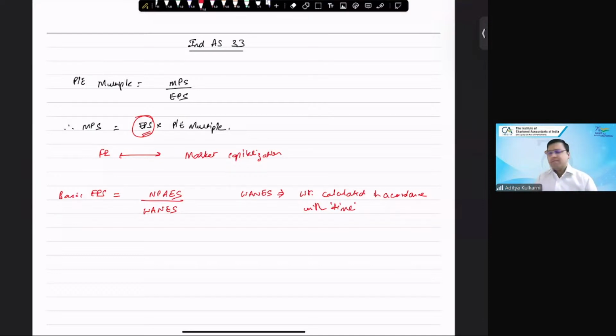So on this similar background, we will look at a couple of initial examples that you would have studied. Our approach will be quite simple. We will do certain questions where we look at how the weighted average number of equity shares are calculated. We will then proceed to calculate the basic EPS, which is nothing but the net profit attributable divided by weighted average number of equity shares.